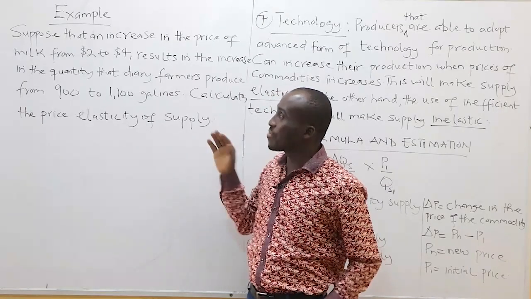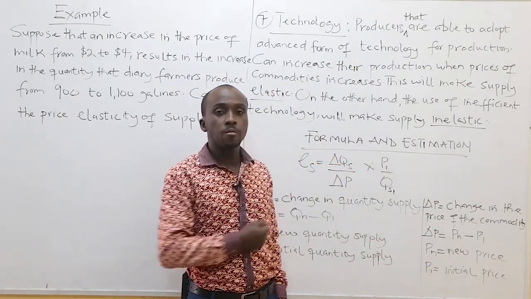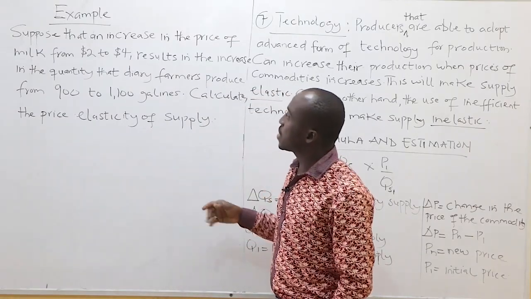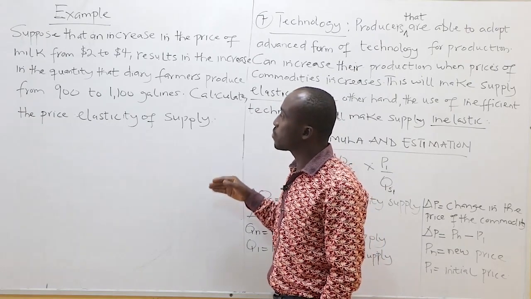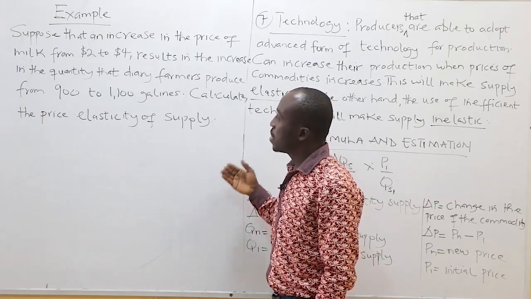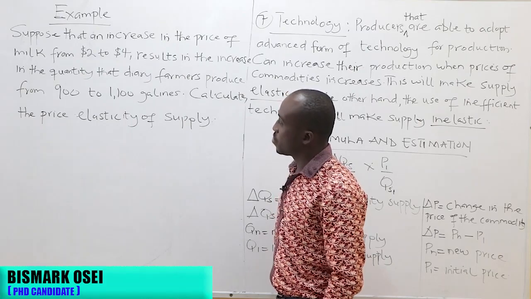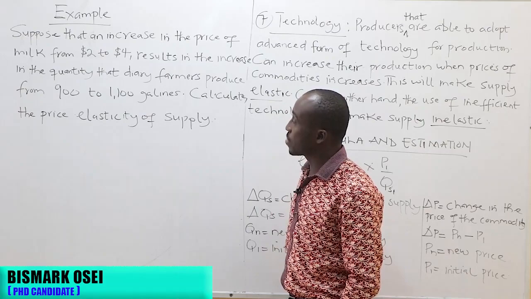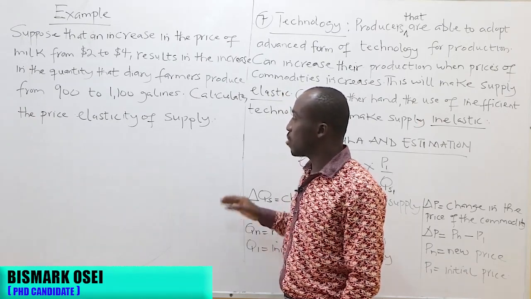Let's do this very simple illustration so that you can understand the formula I put here. And after that, we're going to take a data response question. Suppose that an increase in the price of milk from $2 to $4 results in an increase in the quantity that dairy farmers produce from 900 to 1,500 gallons. Calculate the price elasticity of supply.